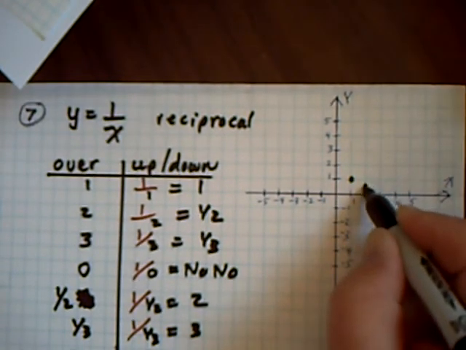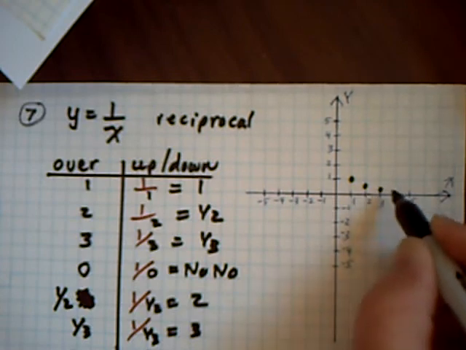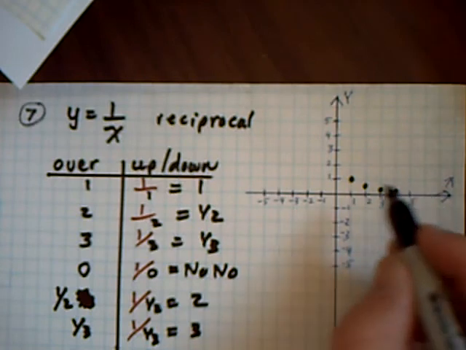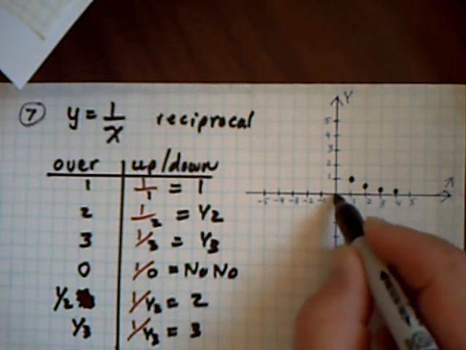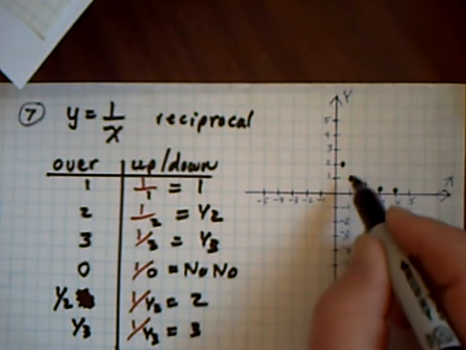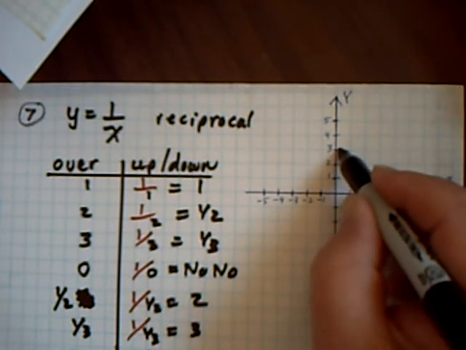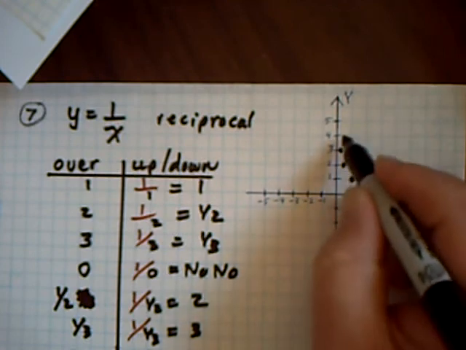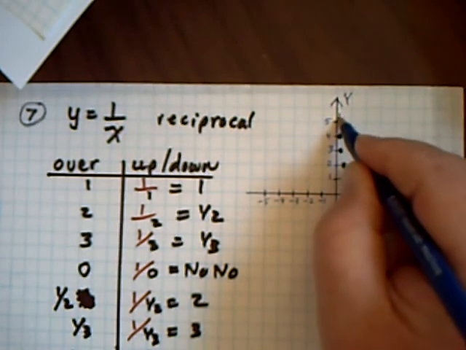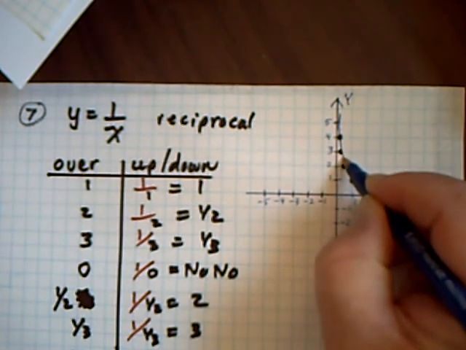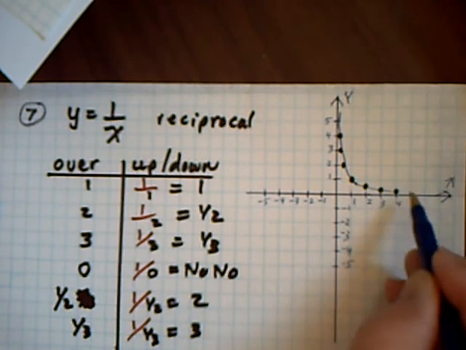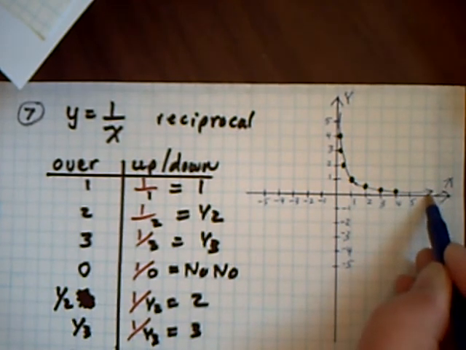If I go over 2, I go up a half. If I go over 3, I go up a third. Over 4, I go up a fourth, etc. Over 0, there's no value. Okay, if I go over a half, I'm going to go up 2. If I go over a third, I'm going to go up 3. If I go to the right a quarter, I'm going to go up 4. So this curve is asymptotic to the y-axis, curves around here, and it becomes asymptotic to the x-axis over here.